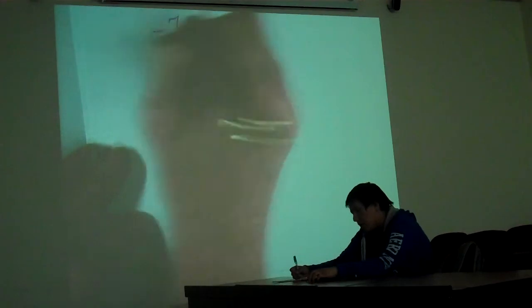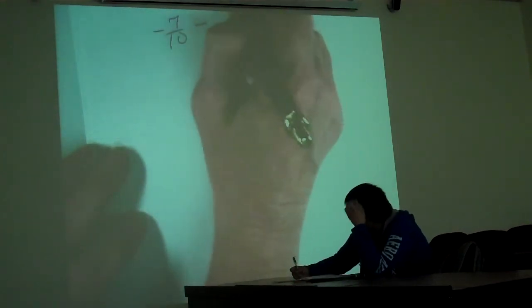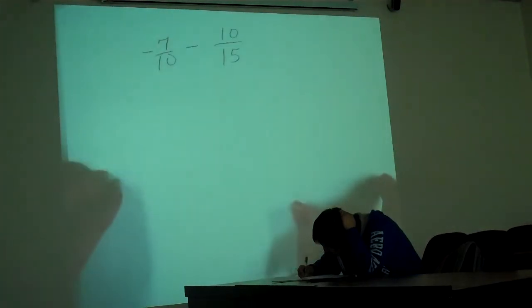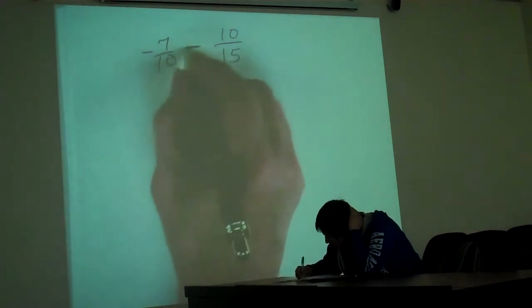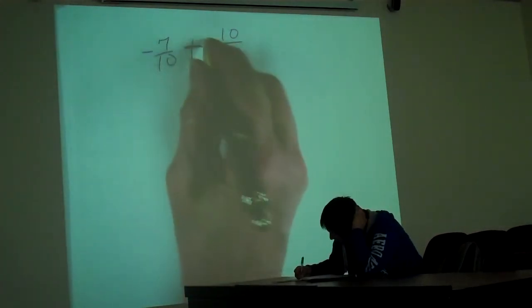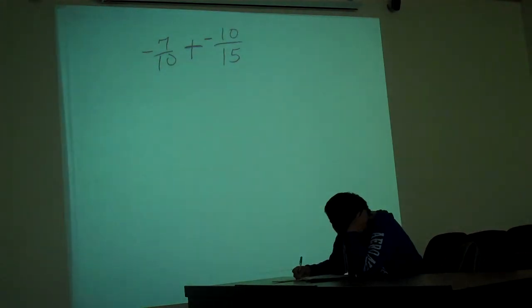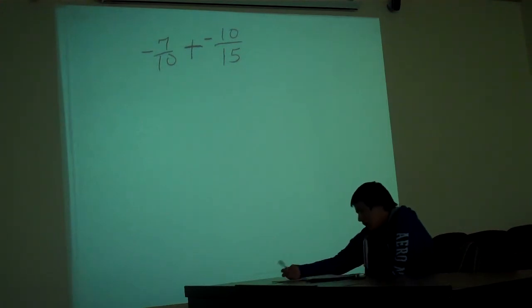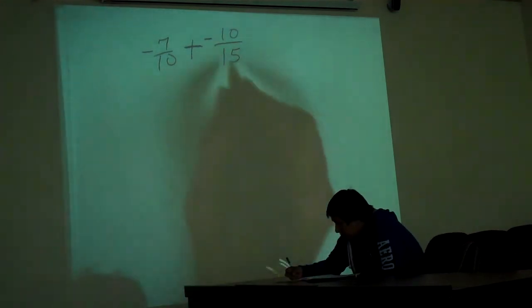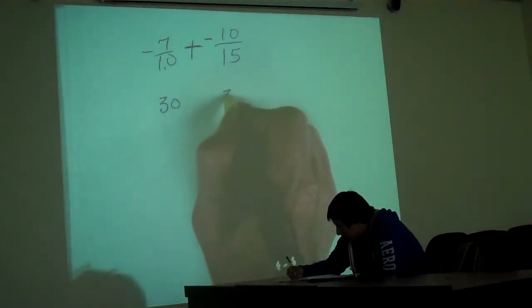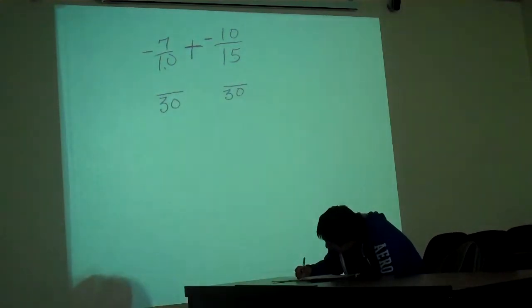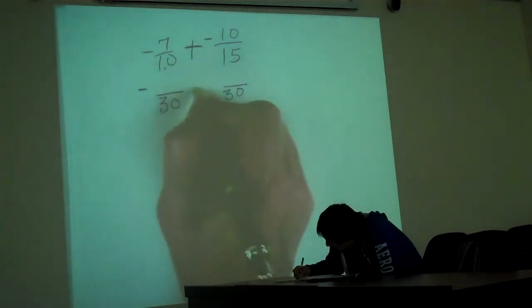How about negative 7/10 minus 10/15? Okay, change minus to adding a negative, okay? Where it says minus, make it adding a negative. So we have a negative and a negative, we're going to be adding them. We still need our common denominator though, right? So what's our common denominator? 30. That's the smallest one we could use. Let's keep our signs.